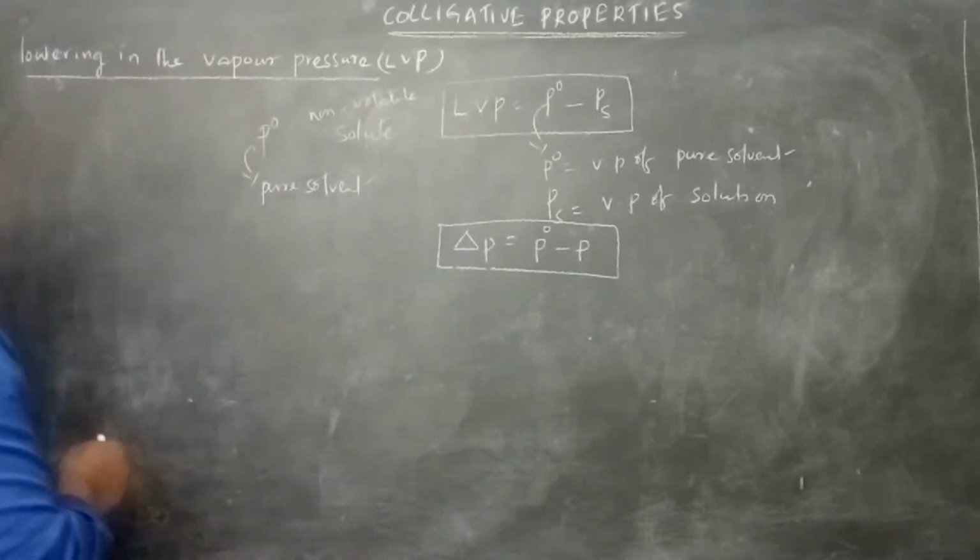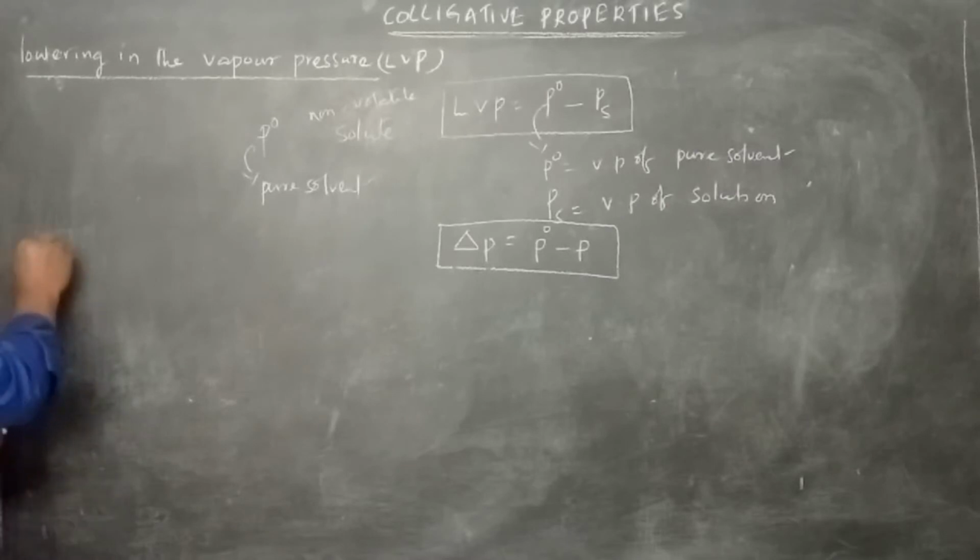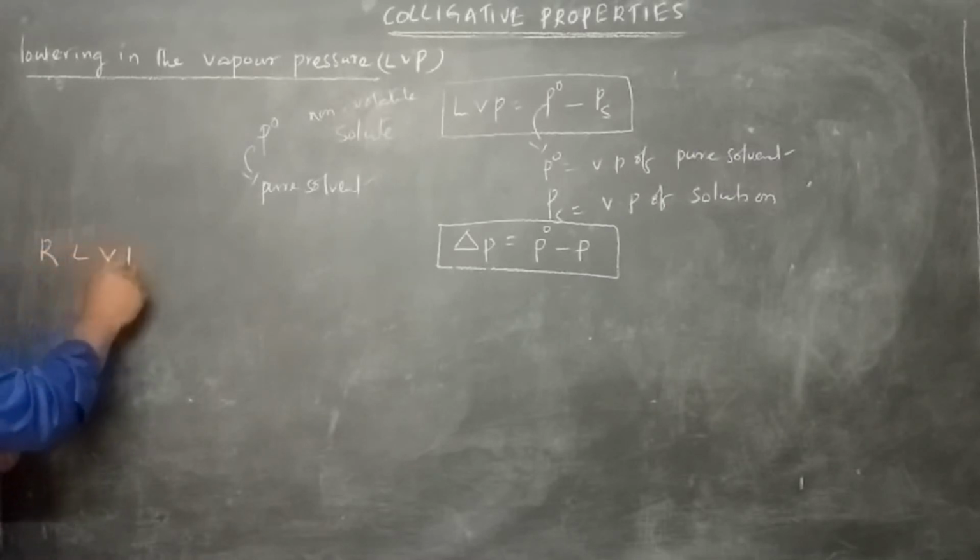So what is relative lowering in vapor pressure? RLVP.